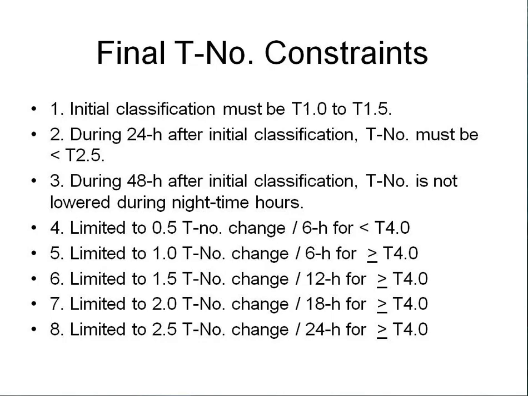Another feature of the Dvorak technique is that the final T number assigned after all the analysis has been done still has some limits. These are based on observed intensity rates of change, and this was added to the Dvorak technique to assure that unreasonable intensities would not occur regardless of the reason.